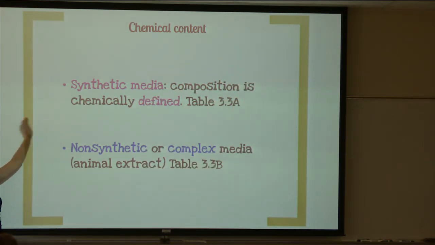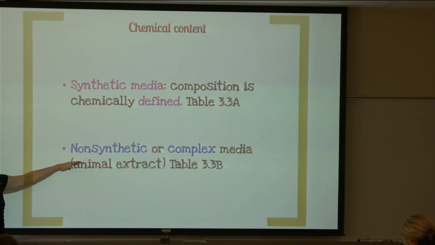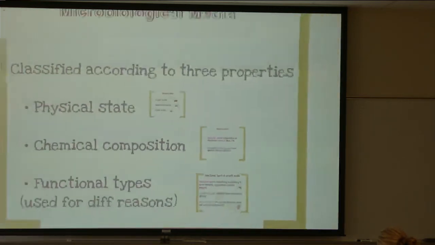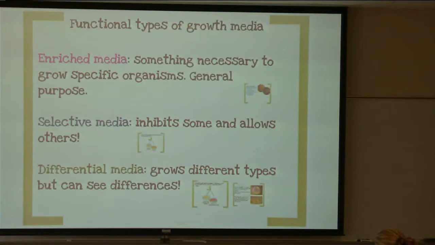So synthetic, no animal extract, or non-synthetic, that means there is an animal extract. It could be blood. We use blood agar occasionally. It could be beef extract, which is in the media going around the room right now, so it's non-synthetic. So if there's any type of animal source, non-synthetic. No animal source, synthetic, purely chemicals. That's it. Last category, functional types.